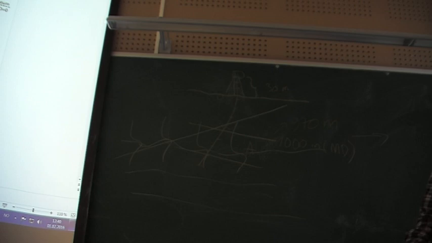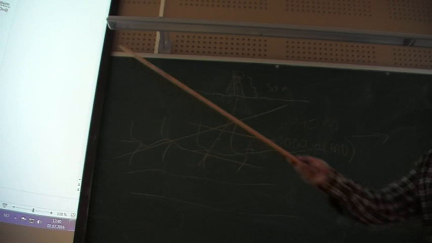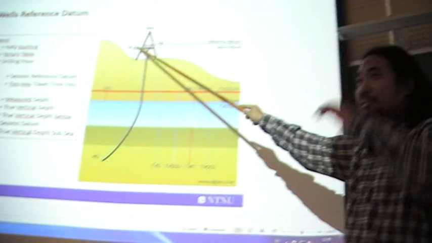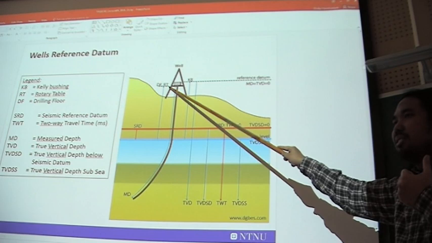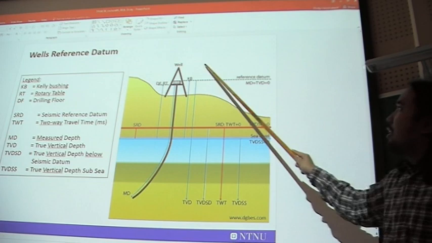Maybe because the rotary table is older. I think in the past, it's from when we had the structure of the rig or platform. The rotary table or drill floor is the old terminology, but some companies still use it. But to know what the reference is for this well, look at the seismic, look at the well header.